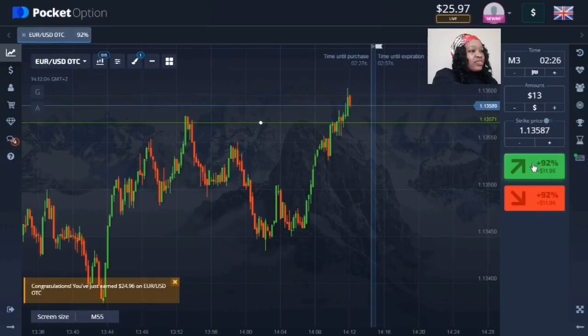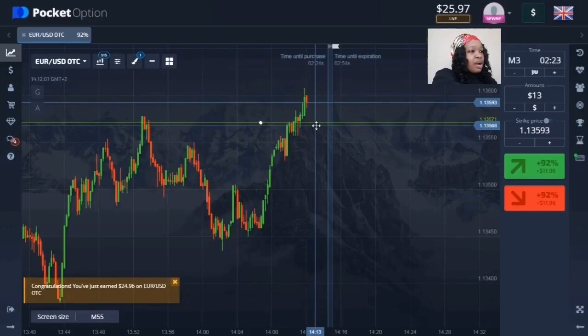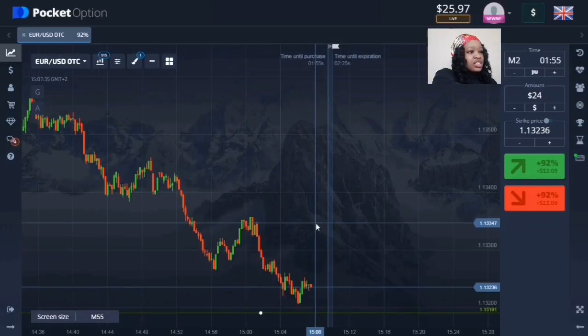Guys, it's excellent. After a small pullback down, the upward movement continued and we have collected our profit. The level has been broken through, and 3 minutes was enough. So let's look at the next currency pair.